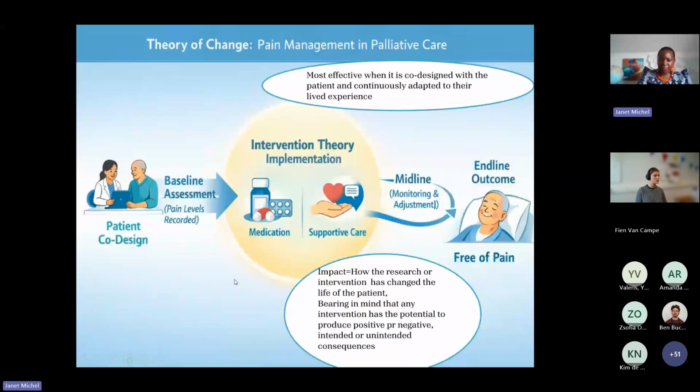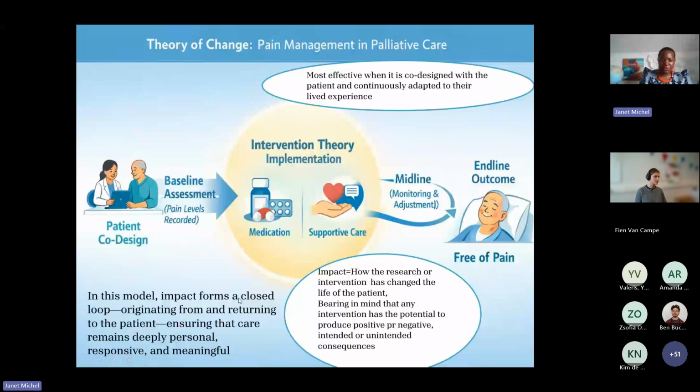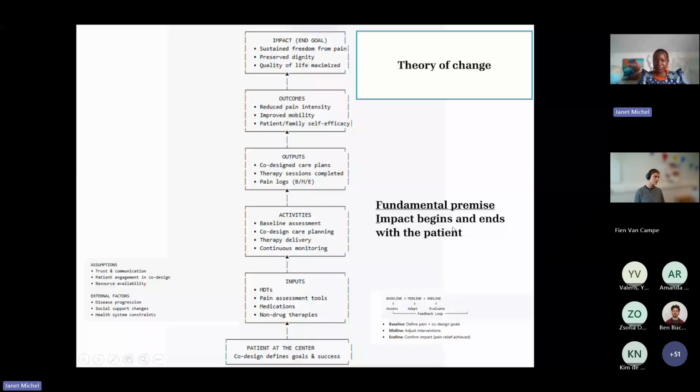It's effective when it's co-designed and continuously adapted. So a theory of change is something that has to be revisited. In this model, the impact forms a closed loop originating from and returning to the patient, ensuring that this care remains very personal, responsive, and meaningful to that particular patient. The fundamental premise is, as we know, it begins and ends with the patient.